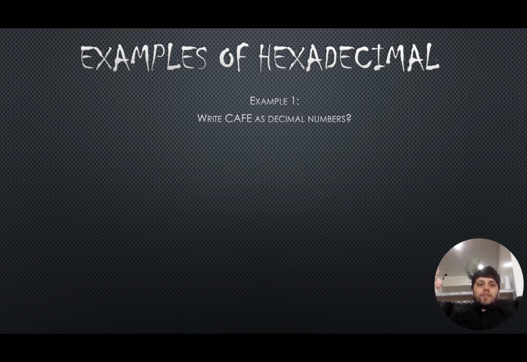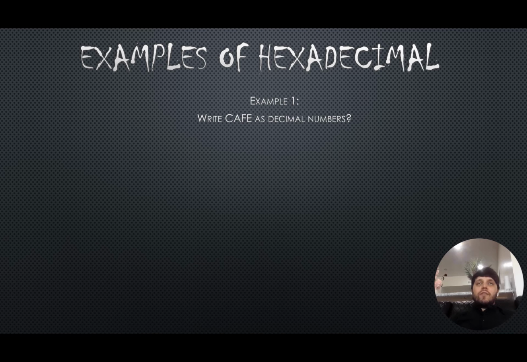Before we solve this example, let's see. This CAFE consists of 4 alphabetic letters, C, A, F, E. We said in hexadecimal numbers, A is 10 in decimal, B is 11, C is 12, D is 13, E is 14, and F is 15. So the values of these letters are given in that table. We'll be talking about that table next.